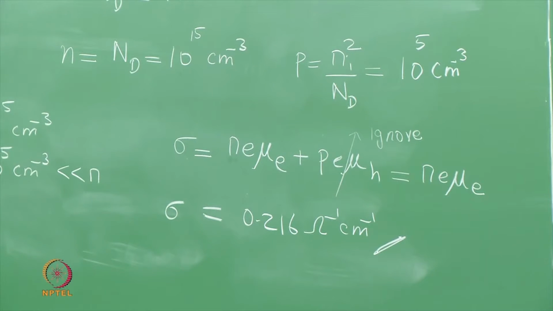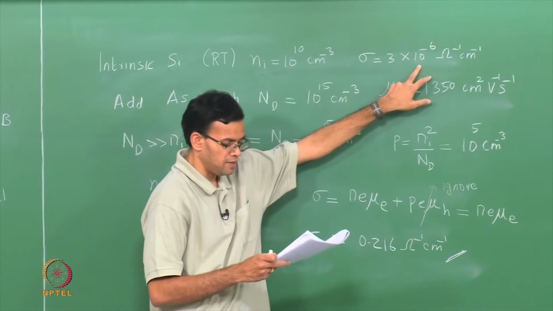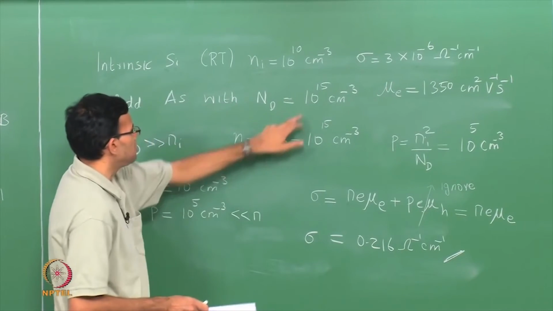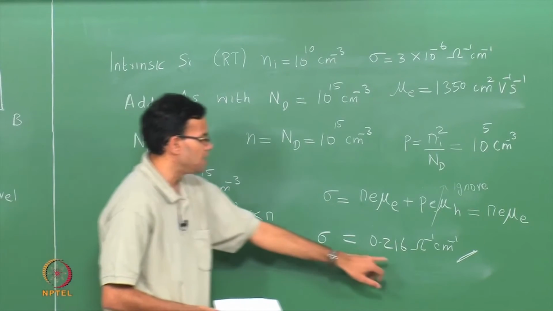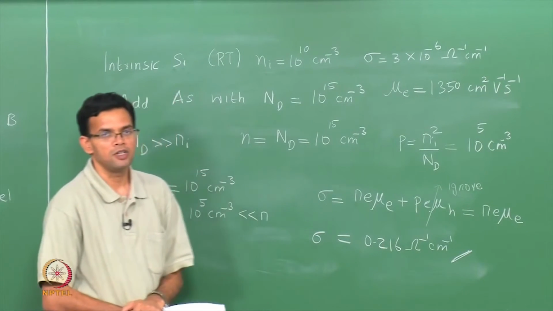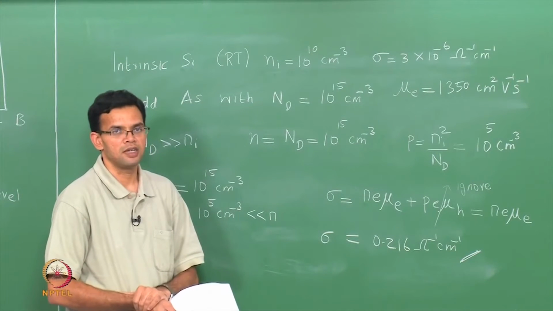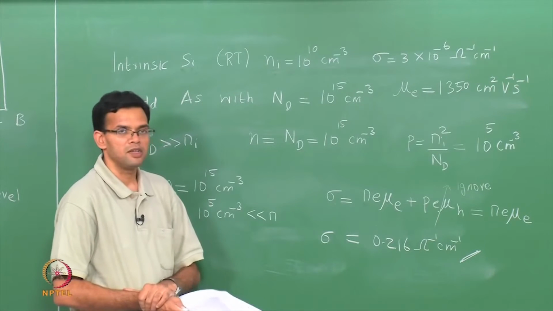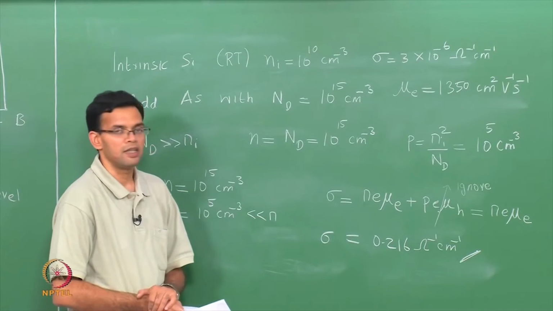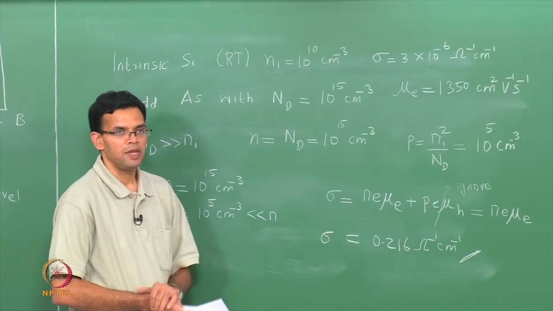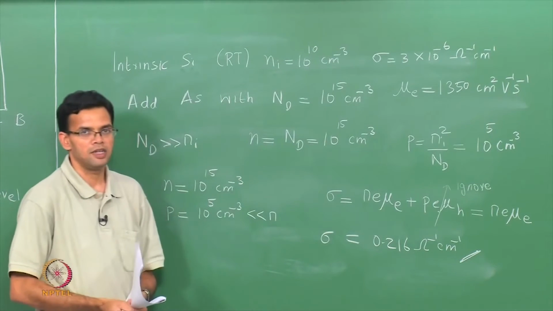So, we started out with an intrinsic silicon which has a conductivity of around 10 to the minus 6. We added 10 to the 15 arsenic atoms and we found that your conductivity has increased by more than 5 orders of magnitude. So, this is the reason why we use extrinsic conductors. It is possible to increase the conductivity by orders of magnitude by adding these dopants, whether they are n-type dopants or p-type dopants.